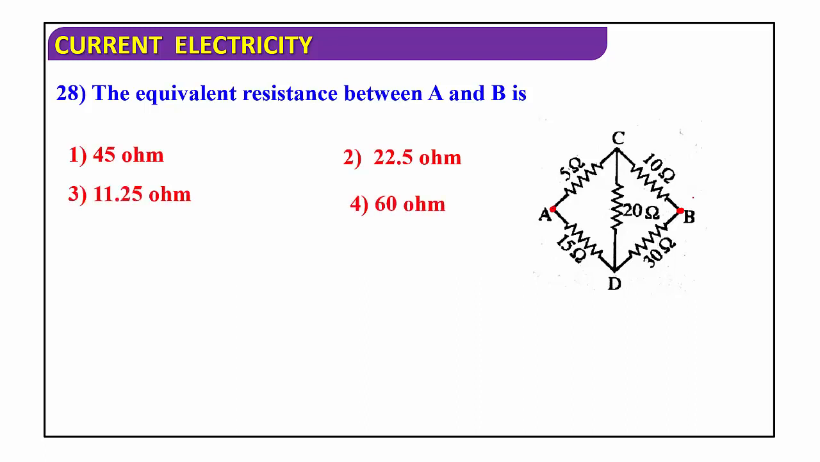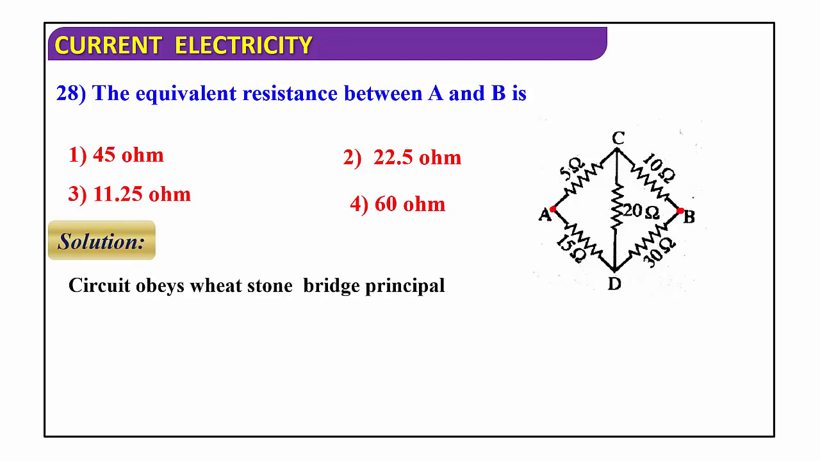We have to find the answer from the given options. Coming to the solution: yes, the circuit obeys Wheatstone's bridge principle. So we can directly use the equation P by Q equal to R divided by S. Remember, this is P, this is Q, this is R and this is S. P by Q is 5 by 10, R by S is 15 divided by 30.